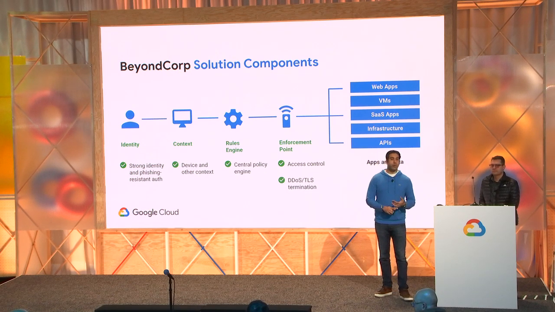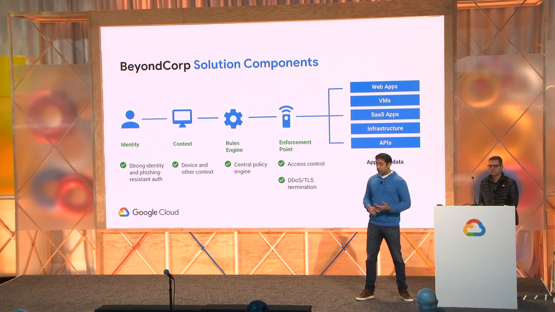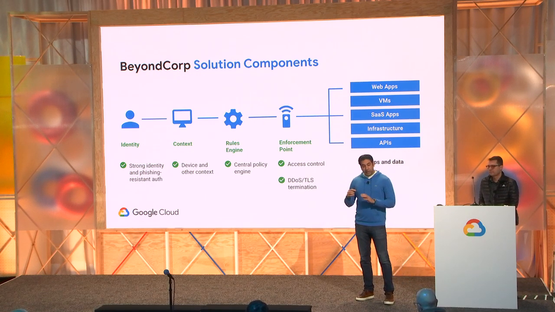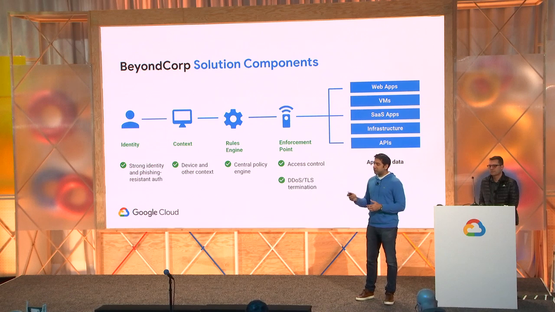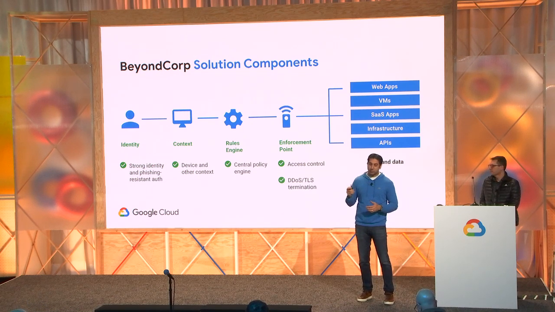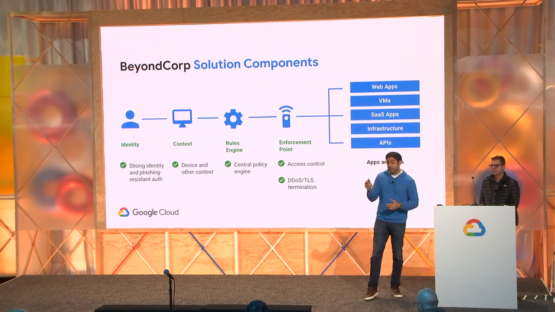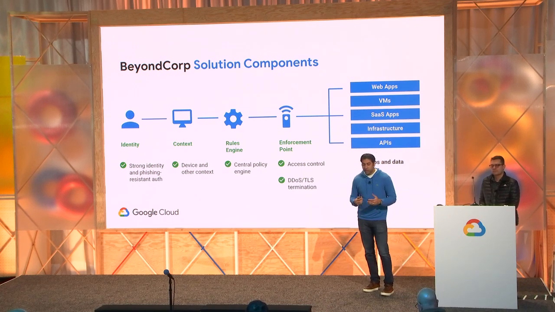One is a notion of strong user identity, and while it doesn't require you to use phishing-resistant technology, it definitely works very well with that. So you can use notions like security keys in order to make sure that the requester that's coming in is actually accessing the location that they need.